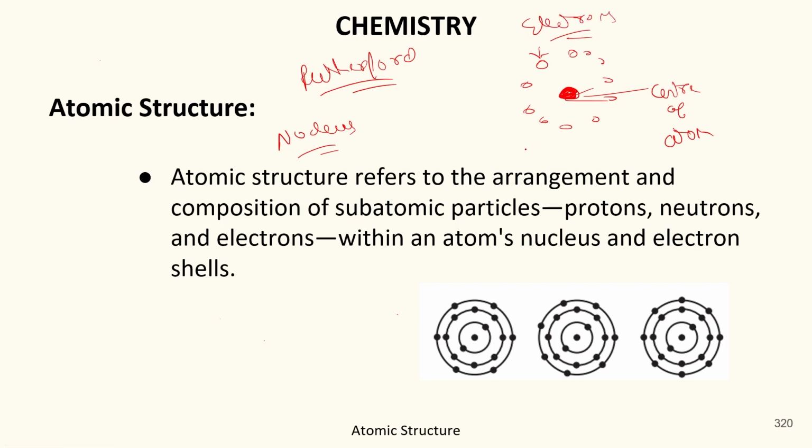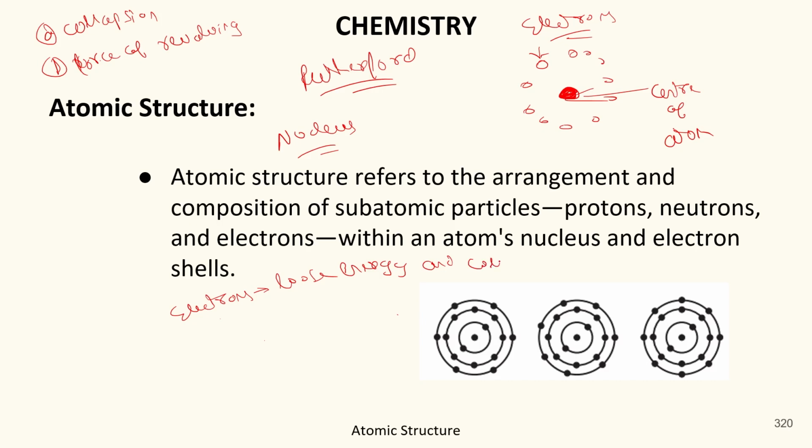Okay, and these particles which we call electrons are revolving around it. Okay, so there are two main questions on Rutherford. First is collapsion. Second is force of revolving. Okay, so the first question arrived that if the electrons are revolving around the center of an atom, then after some time electrons should lose energy and collapse with the nucleus, or you can say with the center.